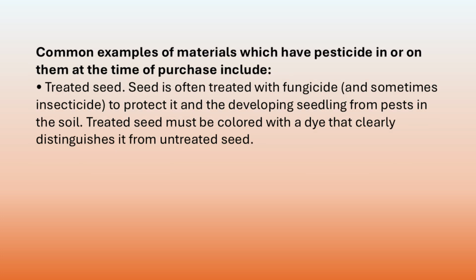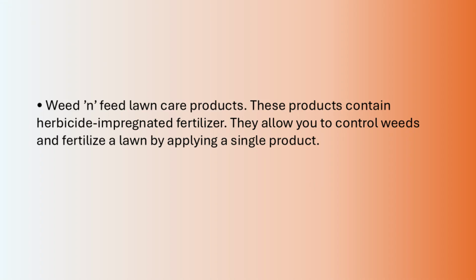Common examples of materials which have pesticide in or on them at the time of purchase include treated seed. Seed is often treated with fungicide and sometimes insecticide to protect it and the developing seedling from pests in the soil. Treated seed must be colored with a dye that clearly distinguishes it from untreated seed. Weed and feed lawn care products contain herbicide-impregnated fertilizer. They allow you to control weeds and fertilize a lawn by applying a single product.